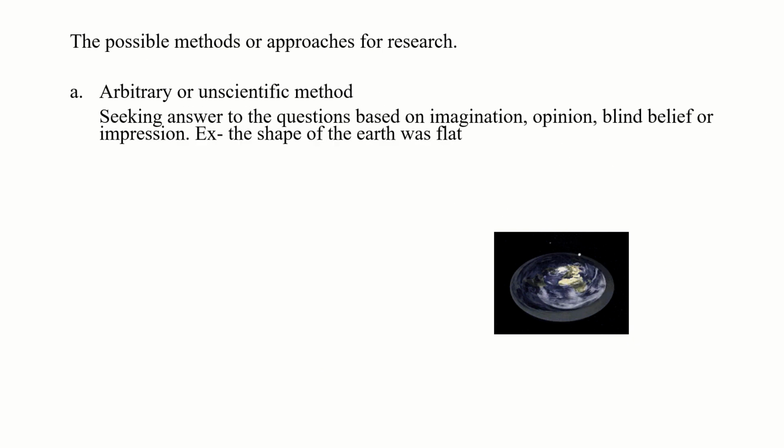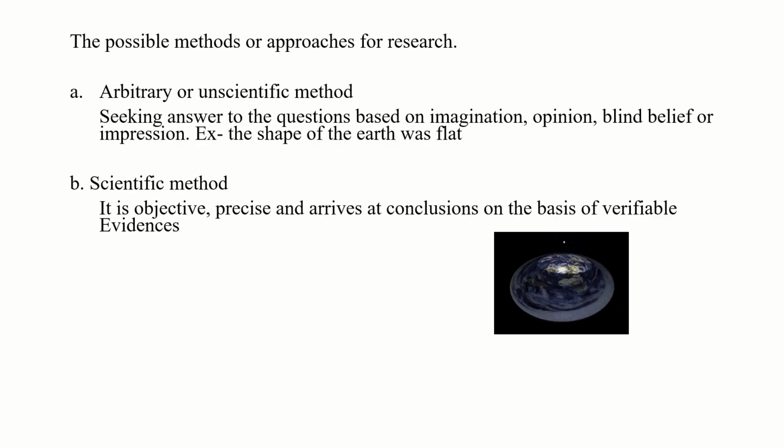Now, let's understand what research approaches tell all of us. How do we approach research? There are various ways of approaching research: the arbitrary or unscientific method and the scientific method. To understand the arbitrary or unscientific method, remember, a long time back somebody said the earth was flat. There is no evidence; it was on blind belief or imagination that somebody said in an opinionated way that the earth was flat. But does it give you a right solution to your problem? No. But this is one of the ways we approach research, that is the arbitrary or unscientific method.